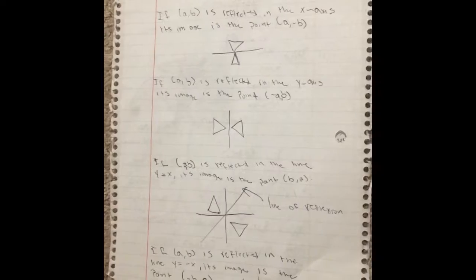Some key concepts to remember include: if coordinate (A, B) is reflected in the x-axis, the image would be (A, negative B). And if coordinate (A, B) is reflected in the y-axis, the image of the point will be (negative A, B).